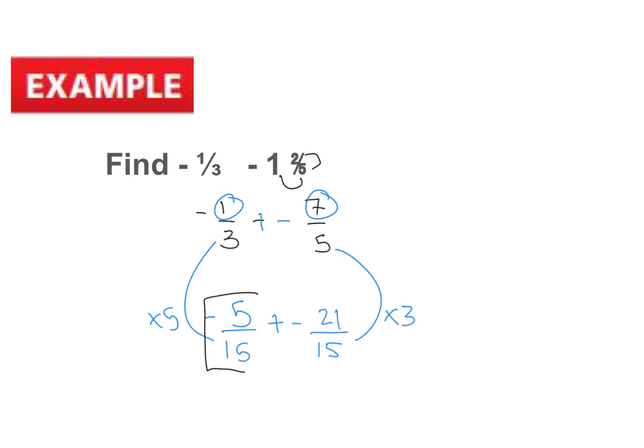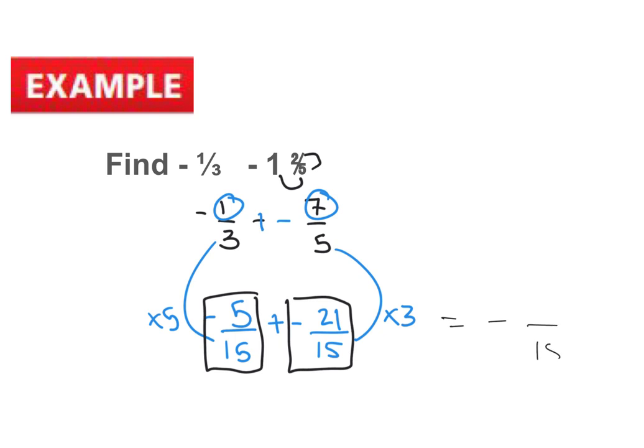And in this situation, it's different than the last. I notice both of my rational numbers are negative, so my answer is going to be negative. 15 stays my denominator, and my numerators just get combined. 21 plus 5 is 26.